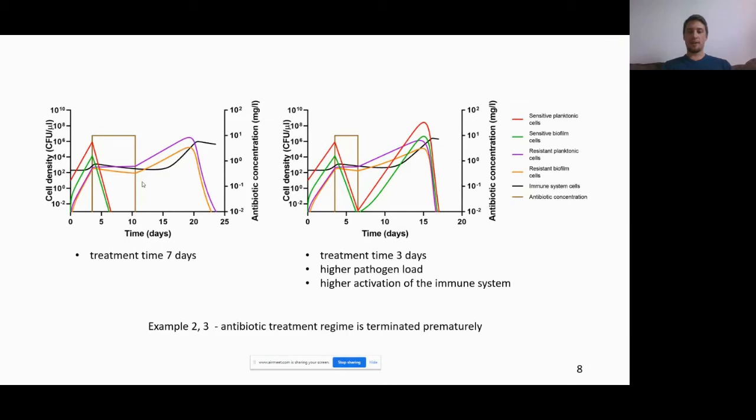In the right figure, initially, you see the same dynamics as on the left one. However, due to early interruption of the therapy, only 3 days since the beginning of the administration, the antibiotic is unable to completely eliminate the sensitive bacteria. This, in turn, results in a much higher total pathogen load by a factor of approximately 82, and also in a higher activation of the immune system. It's by a factor of 3.